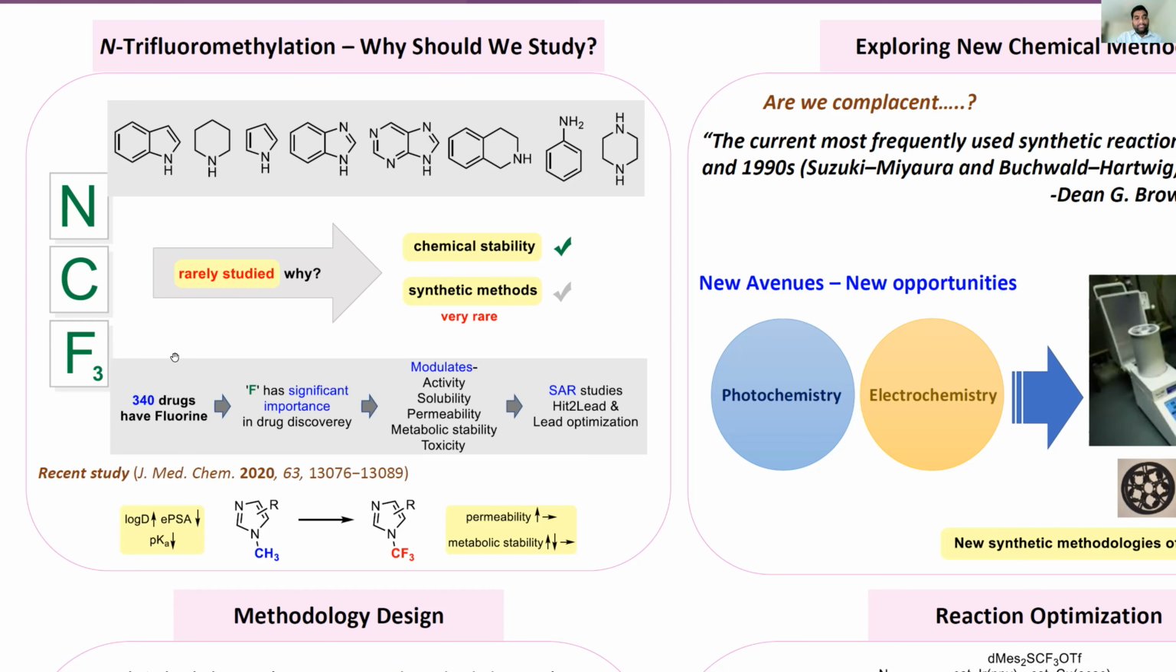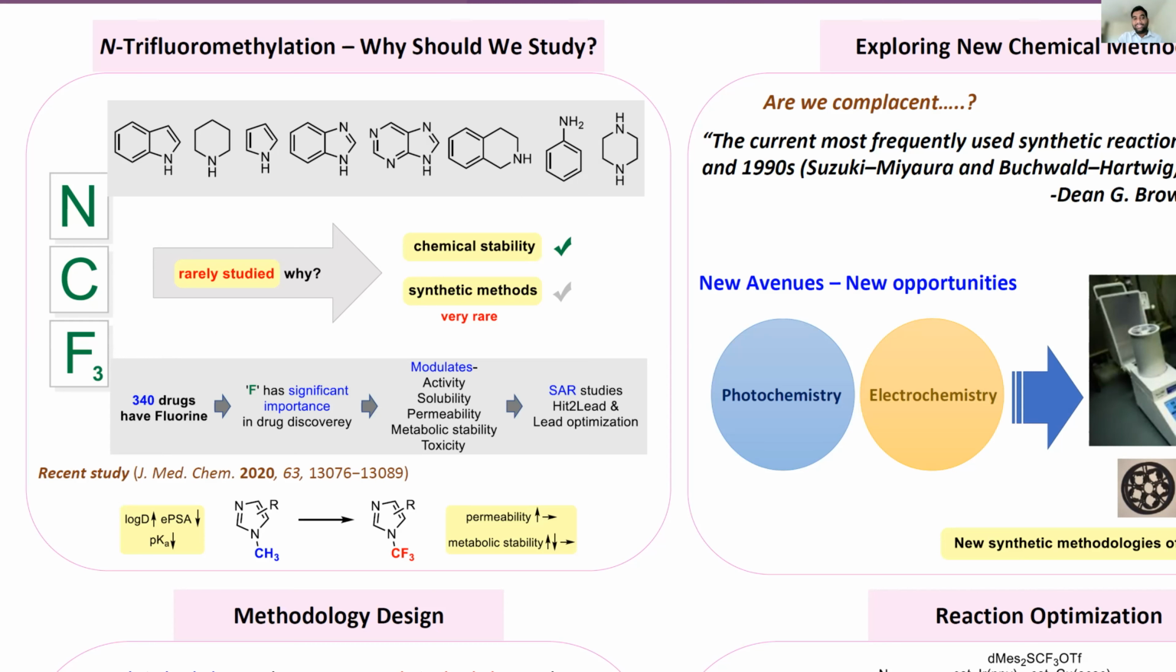So, considering the significance of fluorine and the prevalence of nitrogen-containing compounds, it is reasonable and rational to think about trifluoromethylation of these heterocycles as a strategy to modulate the properties. But interestingly, not much has been studied so far in this area, and primarily we think because of two reasons. One, the chemical stability of these compounds.